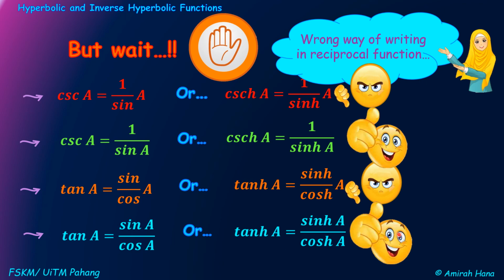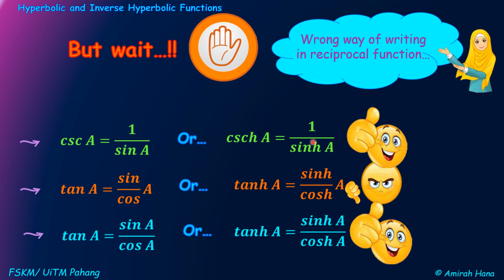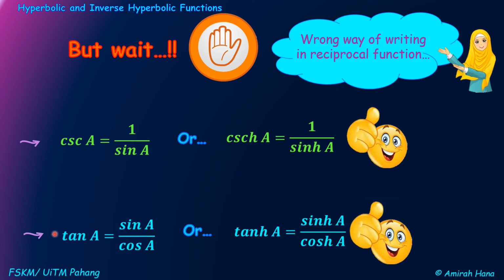So please be careful. Never write like this, the first row or the third row. This is wrong, right? So this is the correct way to write a reciprocal function.